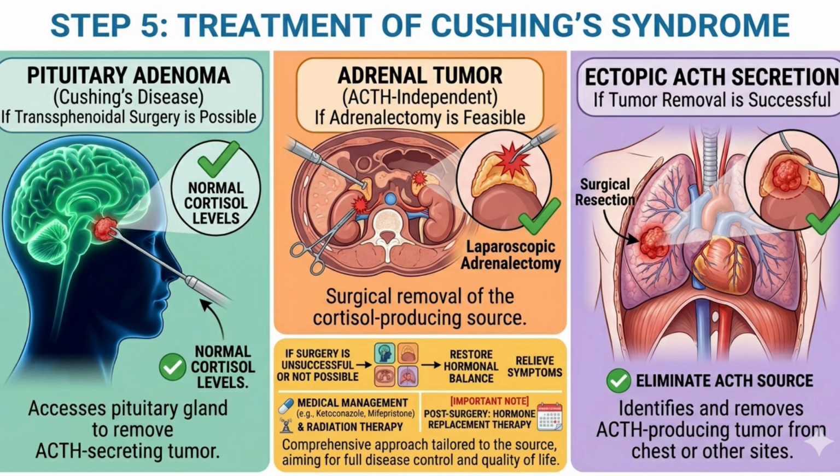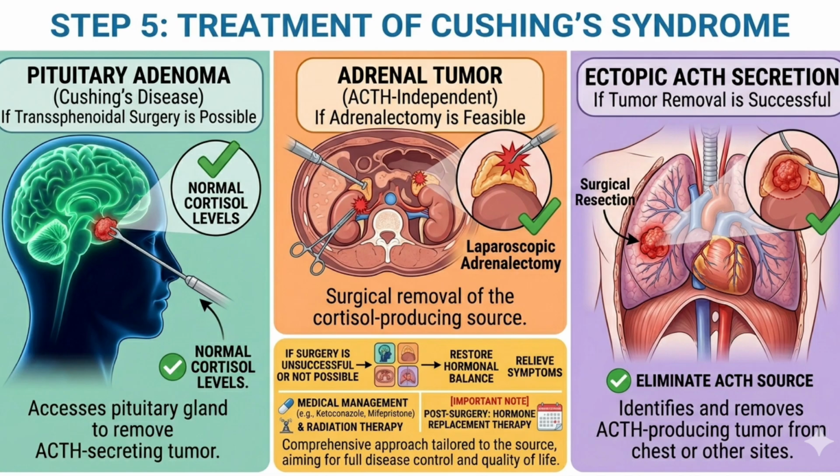Treatment of Cushing syndrome depends on the underlying cause of excess cortisol. If the cause is long-term corticosteroid use, the doctor gradually reduces the steroid dose or changes the medication. Steroids should never be stopped suddenly because this can cause adrenal crisis. If the cause is a pituitary adenoma, the main treatment is surgical removal of the tumor, usually by transsphenoidal surgery. If the cause is an adrenal tumor, surgery may be done to remove the affected adrenal gland. If the cause is ectopic ACTH production, treatment focuses on finding and removing or treating the ACTH-producing tumor.